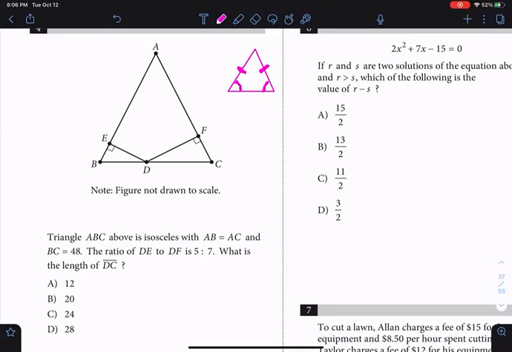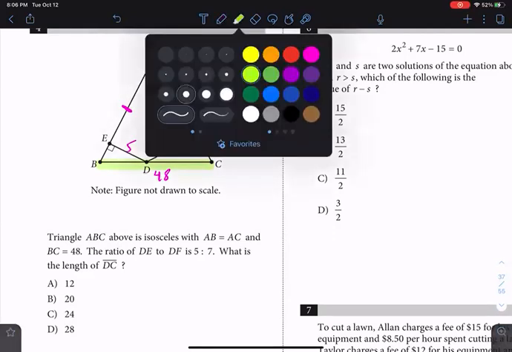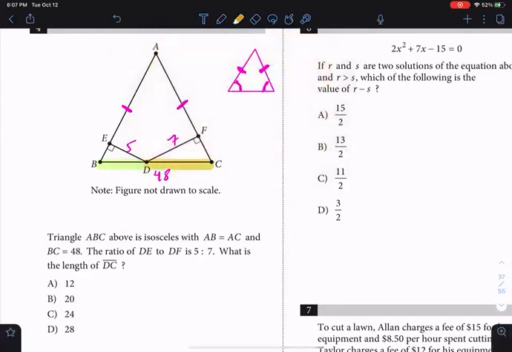They're asking you: triangle ABC is isosceles, AB and AC are equal, that's the reason these are isosceles, and BC is 48. So from here to here, it's 48. Now, it's in the ratio of DE. DE is this guy, which is 5, and then DF is 7. What is the length of DC? So DC means this part. They want you to find this part, right?